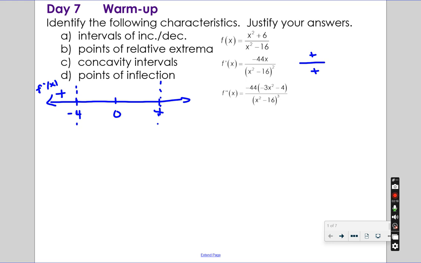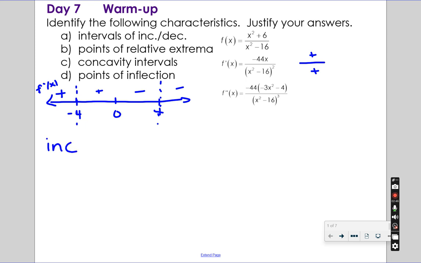What about if I were to plug in like a -1? What would I get on the top? Positive, and I still am going to have positive on the bottom, so that's positive. What about if I plug in like +1? What am I going to get on the top? Negative over positive, so that's negative. What about if I plug in like 5? Same thing. Okay, so now can we do our intervals of increase, decrease?